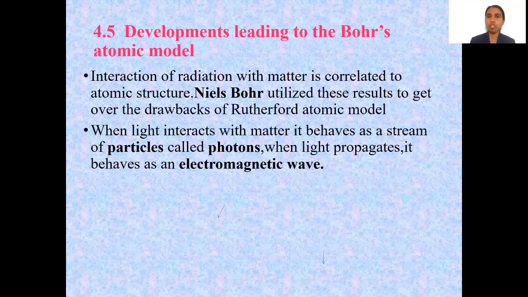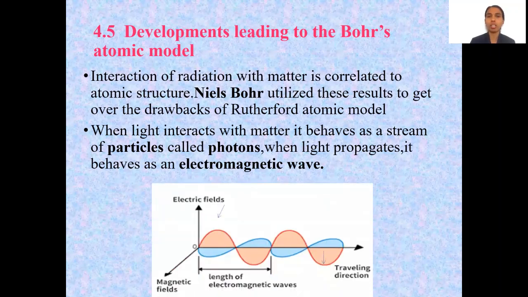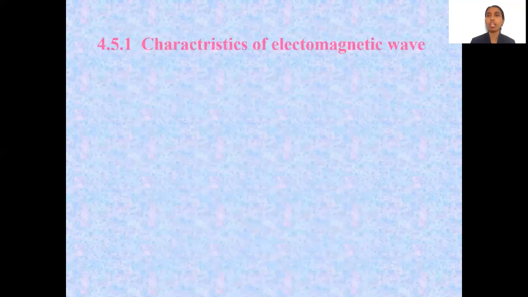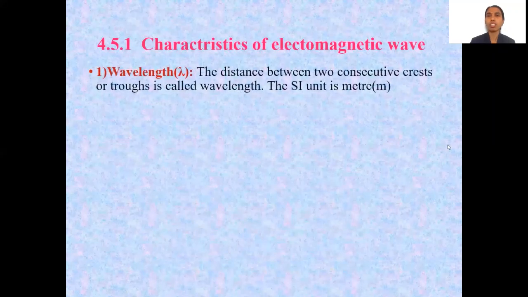Means when light propagates, it behaves like an electromagnetic wave. Now you can see here the diagram of that wave, with the electric field and magnetic field, and these two fields are perpendicular to each other. You can see here the crests and troughs and the travelling direction of the wave. Now, as light propagates and behaves like an electromagnetic wave, we will see some characteristics of the electromagnetic wave.